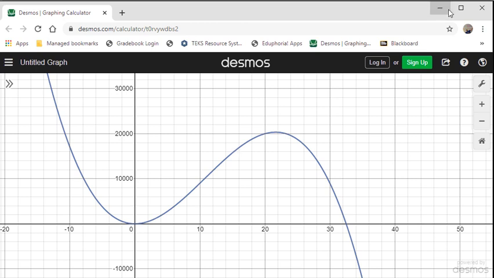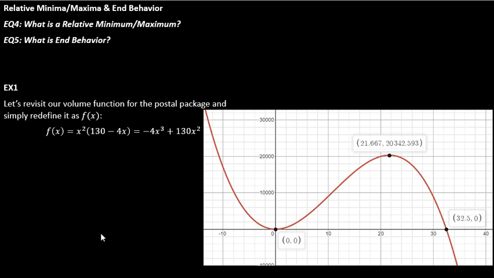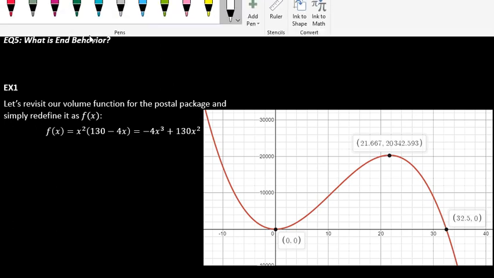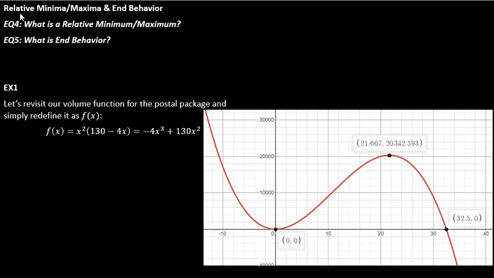But on this next page here, let's look at some little attributes that we've got. Okay, so let's answer EQ 4 and 5 relative to this function here. And of course, we're looking at this guy here, f of x. This was our function for volume. Okay, so this y-axis was the volume, and the x-axis was the width. Okay, here we have our x-intercepts at x equals 0 and at x equals 32.5.